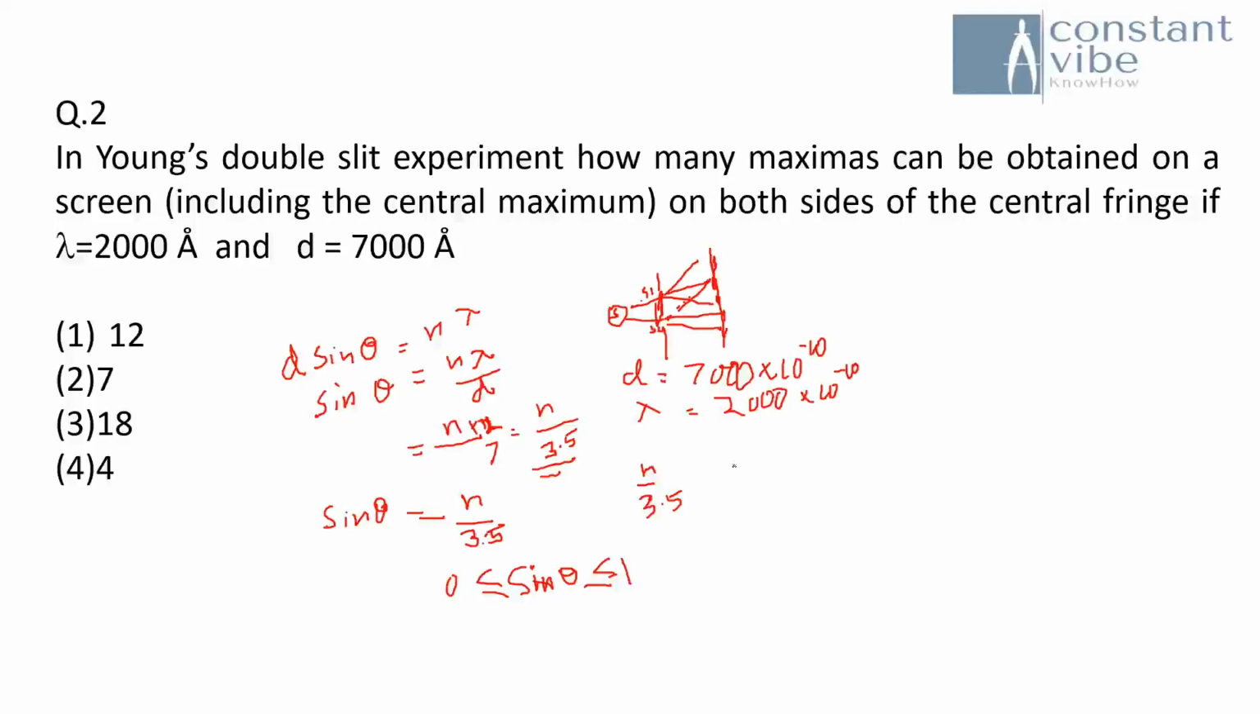Let us take n equal to 0. If n equals 0, 0 by 3.5 is equal to 0. So sin theta is 0. Sin 0 is equal to 0. So if n is equal to 0, it's okay. And if n is equal to minus 1, what will be the value of sin theta?